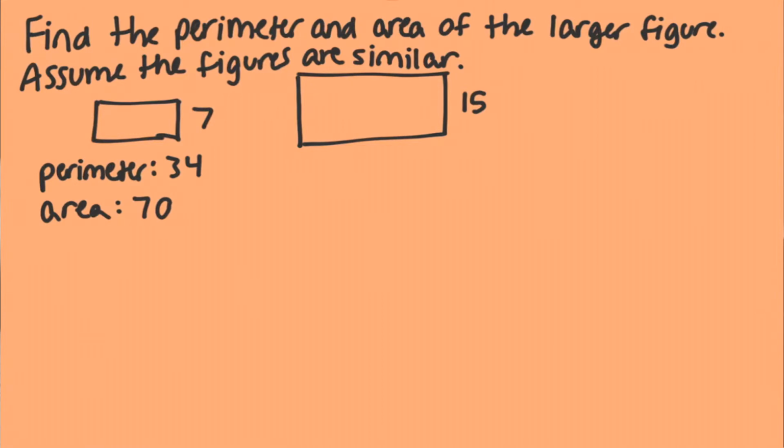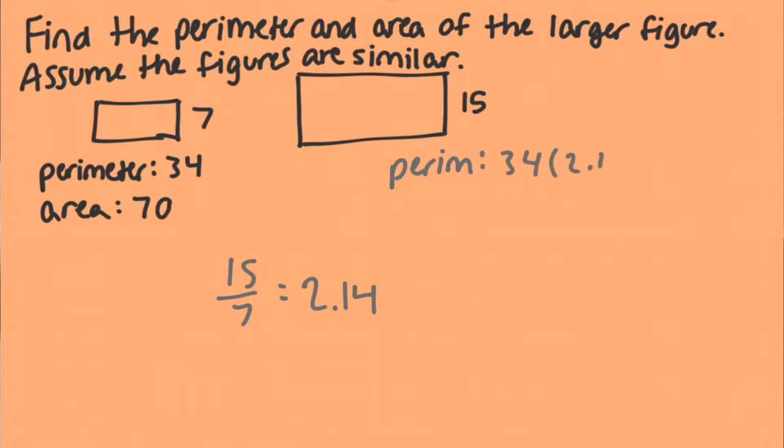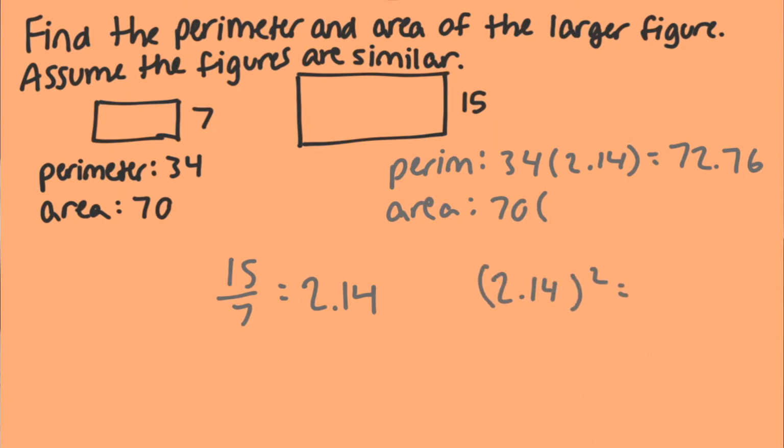Find the perimeter and area of the larger figure. The scale factor is going to be 15 divided by 7, which is 2.14. So now to get the new perimeter, we can multiply 34, the old perimeter, by the scale factor 2.14, and we get 72.76. And then for the area, we can take the old area, multiply it by the scale factor squared, which is 4.58. So the area is going to be 320.6.